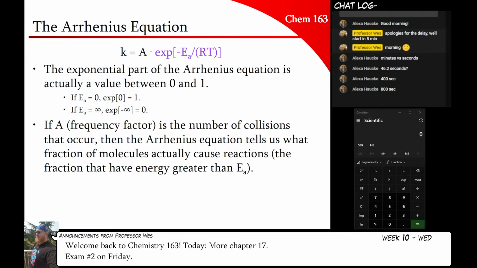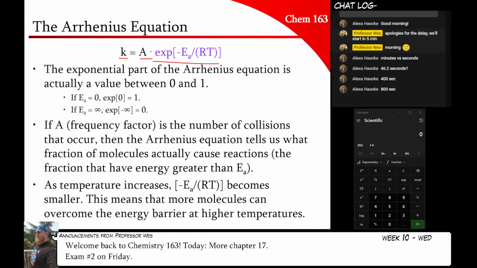A is just going to be some number that tells us how many collisions result in a reaction. And then this is going to just be a percentage multiplied by that. That will give us the rate constant. So the rate constant is really just this many collisions occur per second, per whatever the units are for molarity that are needed for the rate constant. And those units are going to appear in A also. It depends on the reaction order.